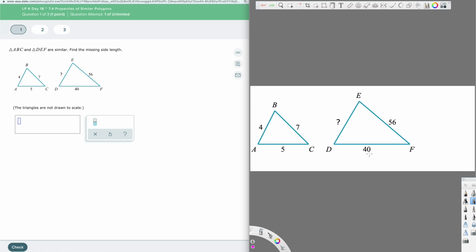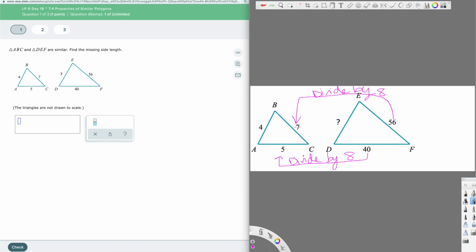So I can go from 40 to 5. I have to divide, and so we just have to decide what am I dividing by. And in this case, I'm going to divide by 8. 40 divided by 8 gets me 5. So I'm going to do the same thing on this one here. If I want to go from 56 to 7, then I'm going to divide, and again, if I divide by 8, that gets me 7.